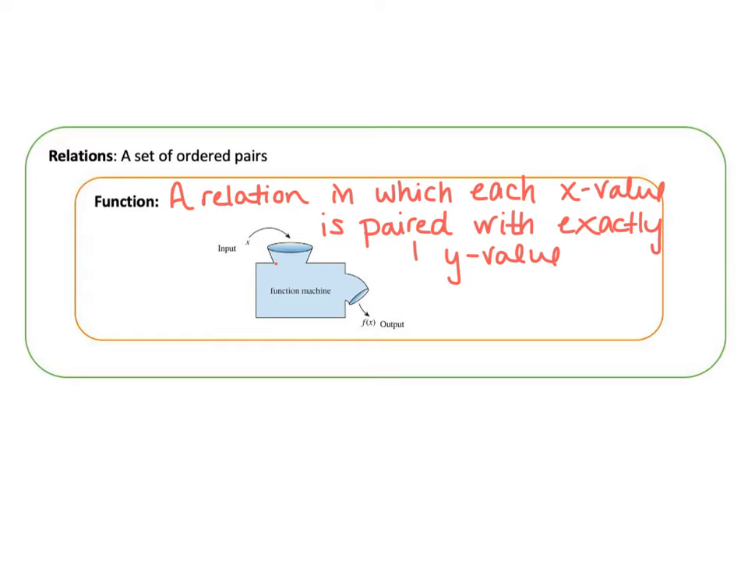Examples of functions would be things like y equals x squared. You input an x value, such as 2, you square that, and it outputs 4. Now, if you input -2, that also will output 4, but each input is only outputting one y value, so it is indeed a function.